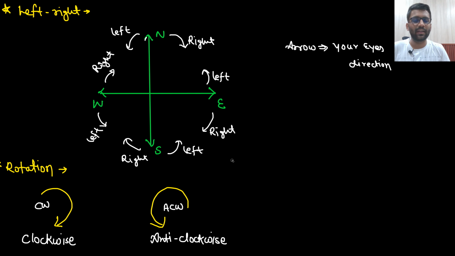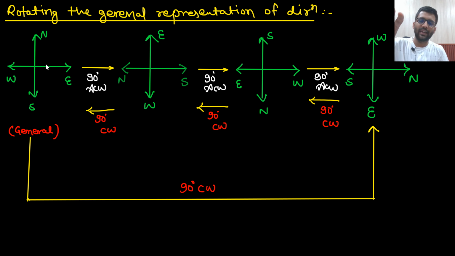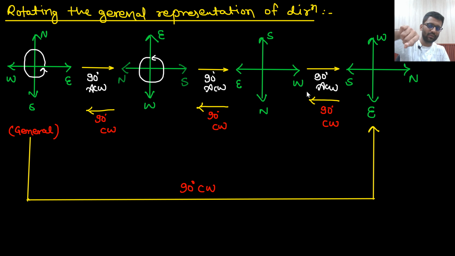So you can rotate this direction axis. Let's say I rotate this 90 degrees anti-clockwise. That means I am rotating in this manner. If I rotate 90 degrees anti-clockwise, then east will come here, north here, west here, and south here. Then again I rotate 90 degrees anti-clockwise, and again 90 degrees anti-clockwise. Then east will come downward, then north, then west, and then south.